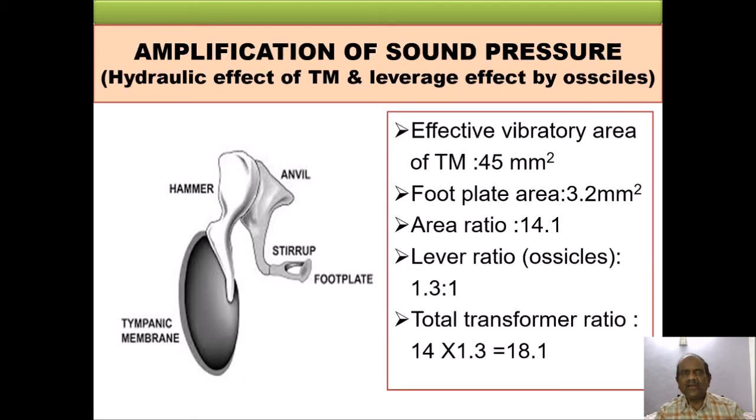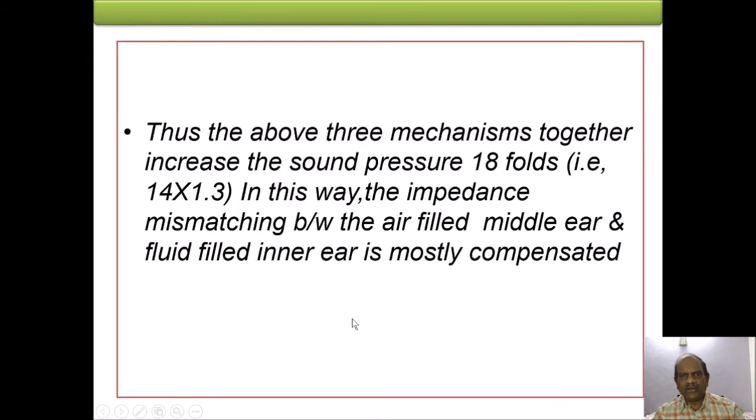Now there is an amplification of the sound pressure. What is it? The effective vibratory area of the tympanic membrane is 45 square millimeter. The area of the footplate is about 3.2 square millimeter. Area ratio is 14 to 1. Lever ratio is 1.3 to 1. Total transformer ratio is 14 times 1.3, that is 18.1.